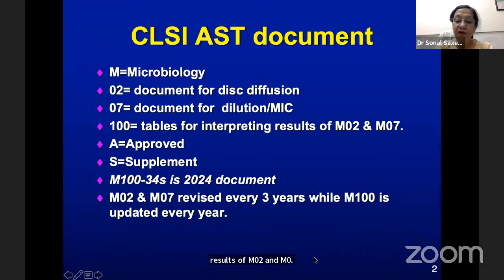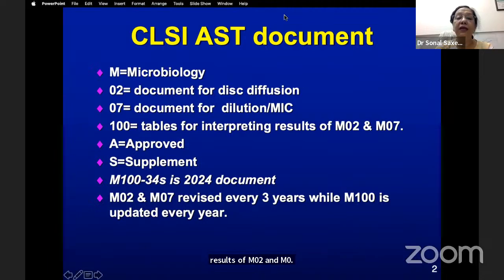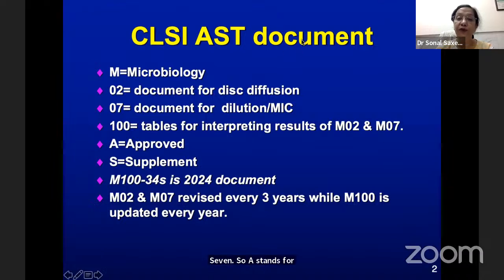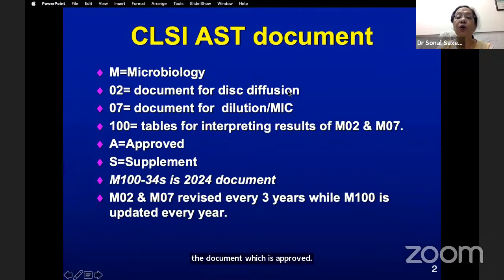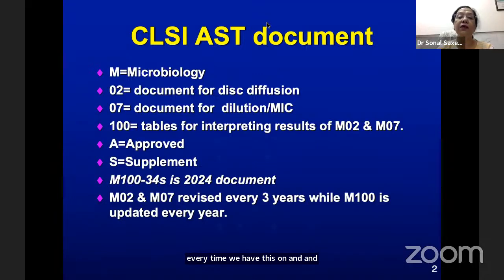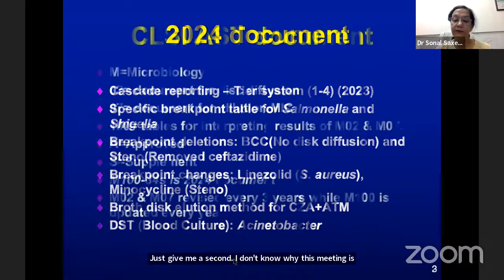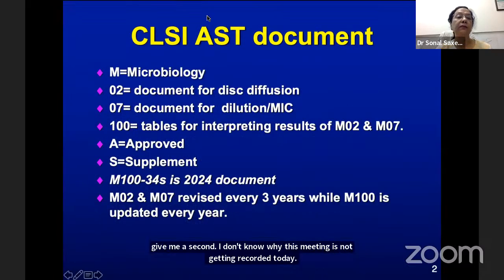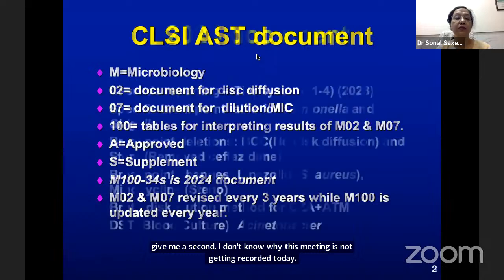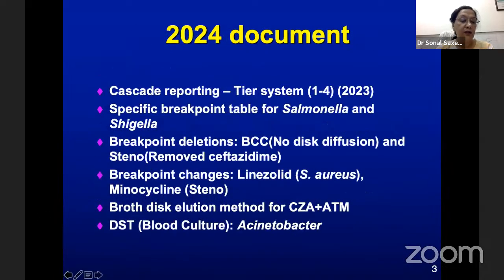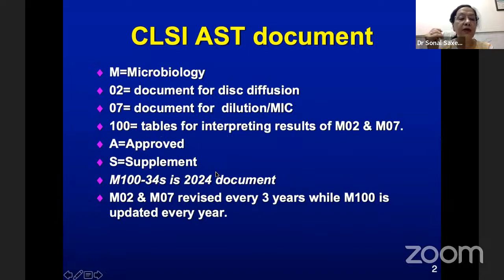So A stands for the document which is approved every time we have this on. Just give me a second. I don't know why this meeting is not getting recorded today. So it says it's being recorded.